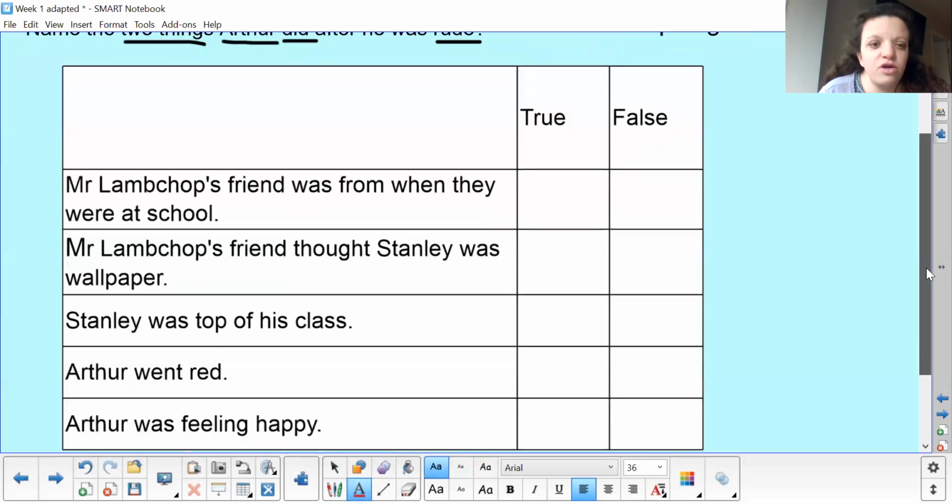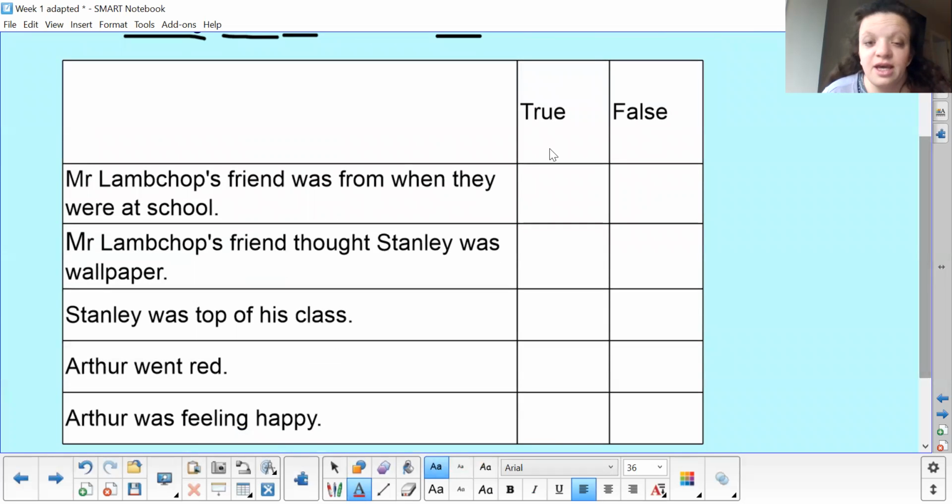Okay, we're now going on to a true or false question. And you've got 5 sentences to read and then decide whether they're true, whether they did happen in the story, or whether they're false. They're not quite right. They didn't happen in the story. Remember, you can rewind back on the video to read the text. Have a little go, see how many of these you can remember and write the statement in your books and then write down whether it's true or false. Off you go. Pause the screen now.